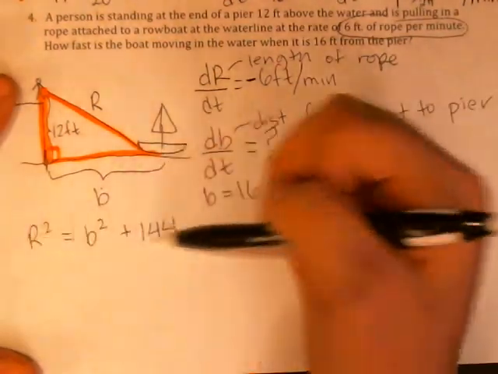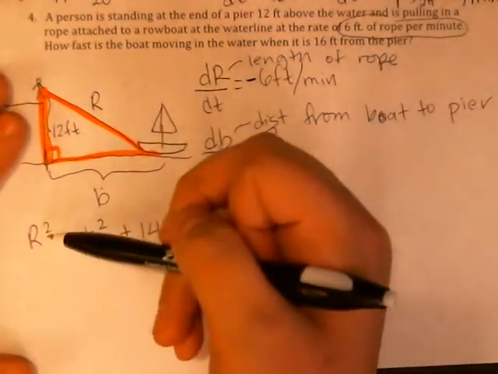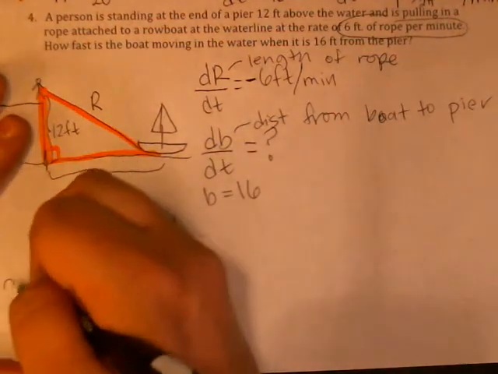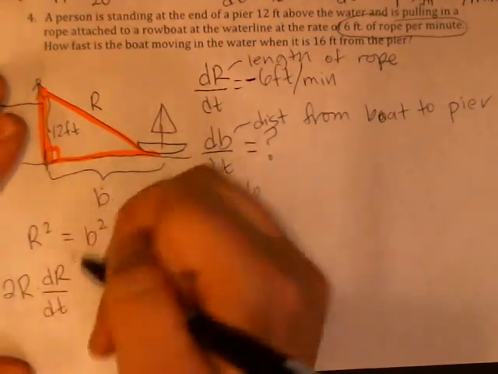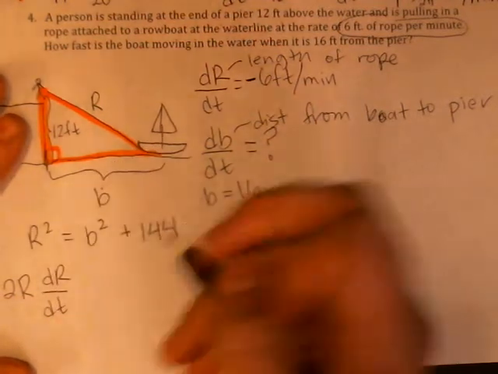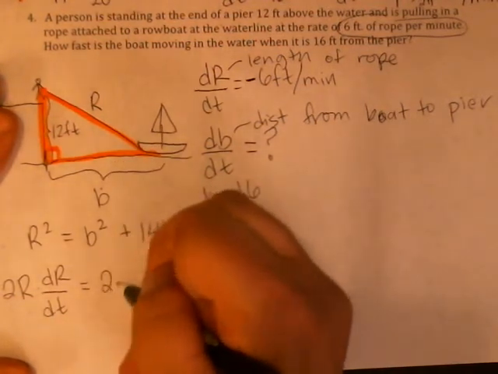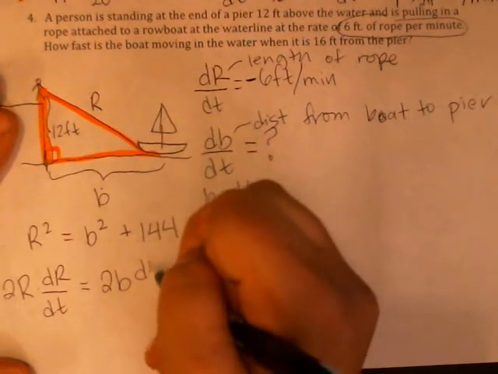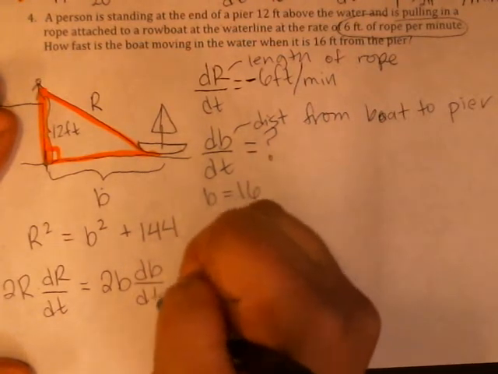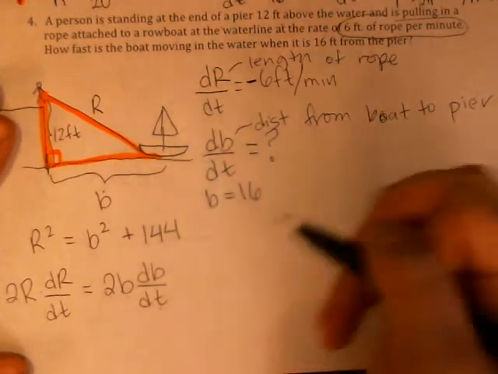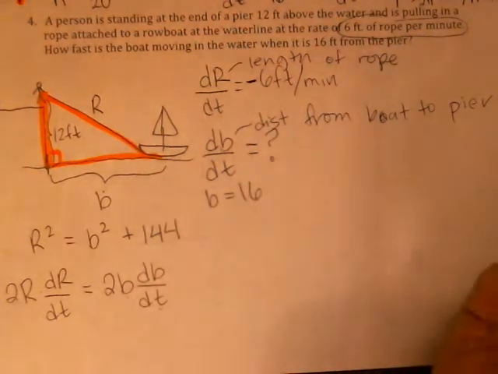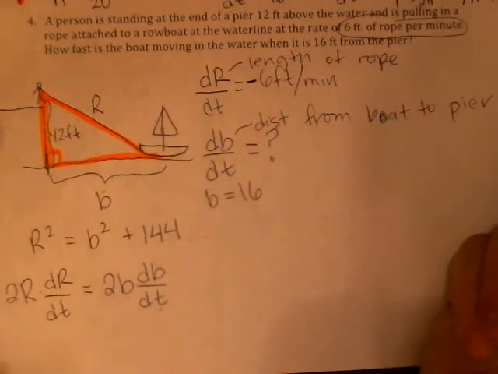If I take the derivative of this whole thing with respect to t, I'm going to get a 2r dr/dt, always thinking about that r as a function. This is an r of t. And then the same thing with B's. B is a function of t, so the derivative of my function squared is going to be 2 times my function times the derivative of my function. And then the derivative of 144 is going to be 0, so that's gone.